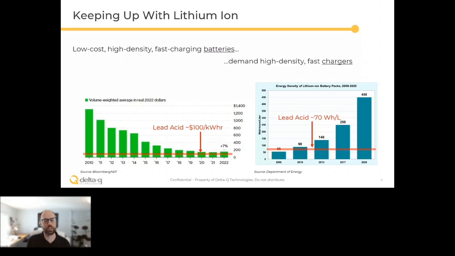Relative to lead acid, you can see that lithium is reaching the same prices as lead acid. It's much more dense and it can charge much faster, at maybe like a 1 hour rate versus a 4 hour or 8 hour rate for lead acid. So that's part of a larger macro trend that as the batteries get bigger and faster charging, that leads to a demand for higher density, faster chargers. The power electronics have to keep up with the batteries.